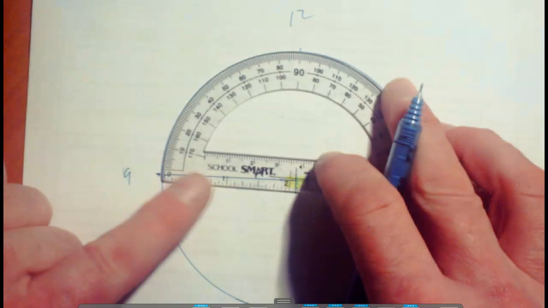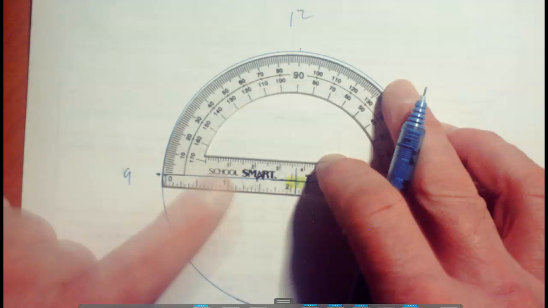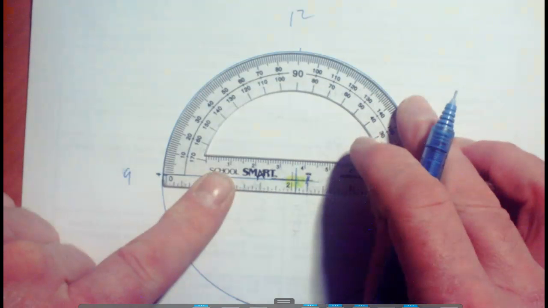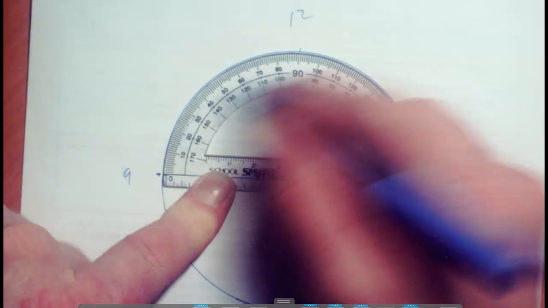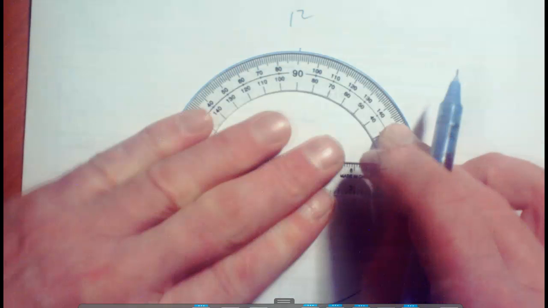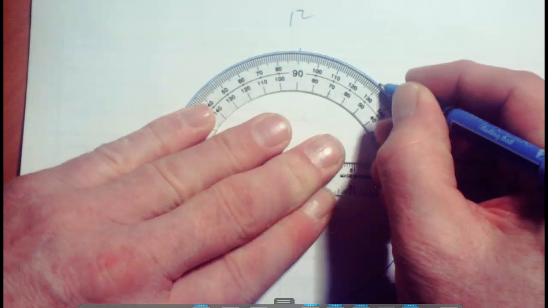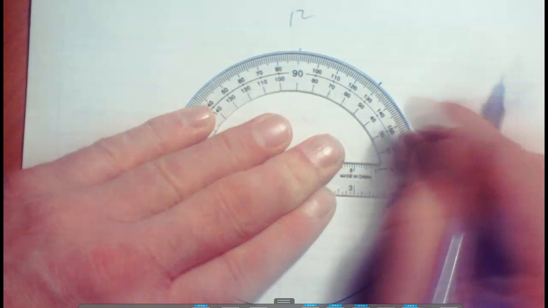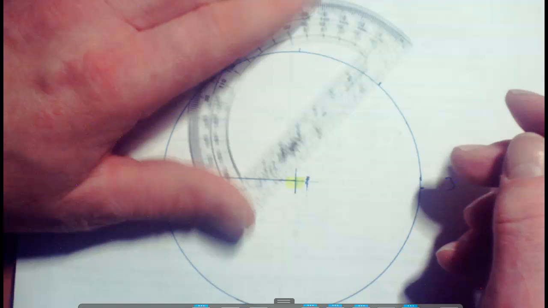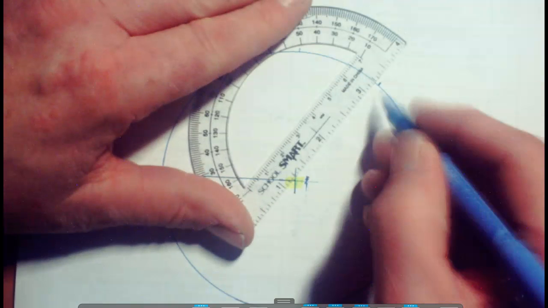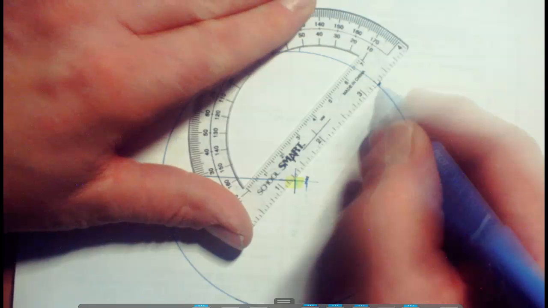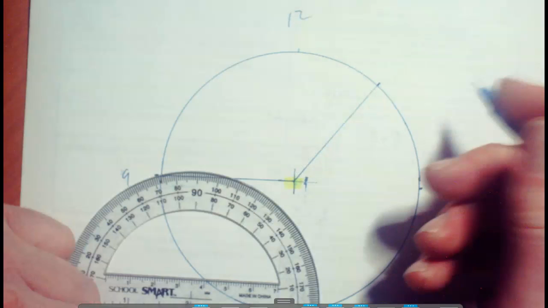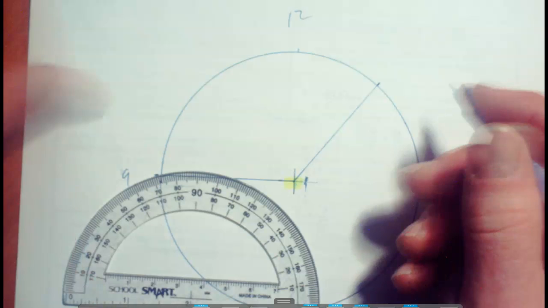If you keep your line there at 9 o'clock, you can see that these numbers get bigger as they go: 10, 20, 30, 40. So here's 130. And I'm just going to take just a little something less than that. So now when I connect that with my center point, I will be creating an angle of approximately 129.6 degrees.